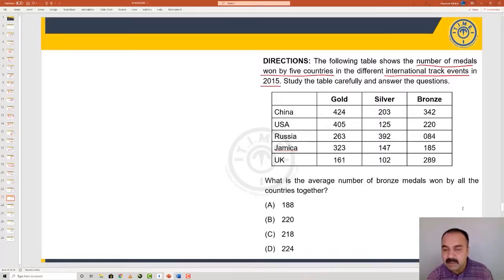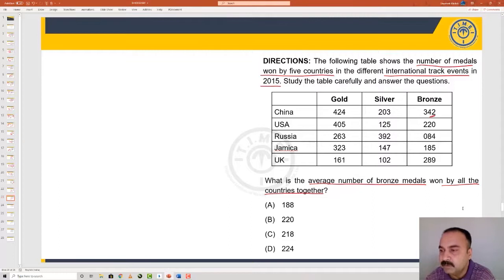We'll go ahead. What is the average number of bronze medals won by all the countries together? So the bronze medal category. What is the average number of bronze medals by all the countries put together? So average number for any category is the number of values added in that category divided by the number of values. This we have already covered today in our class earlier. So we'll add up these values.